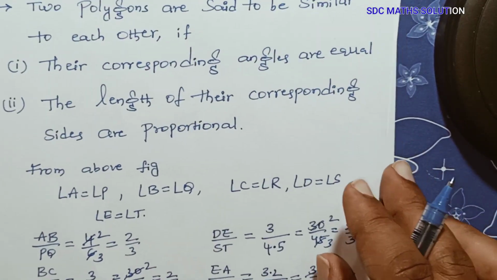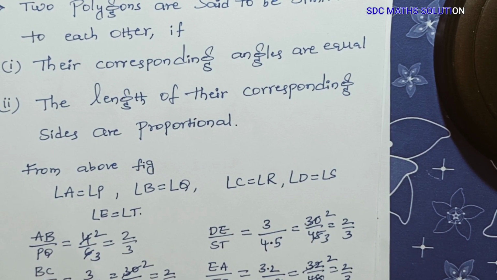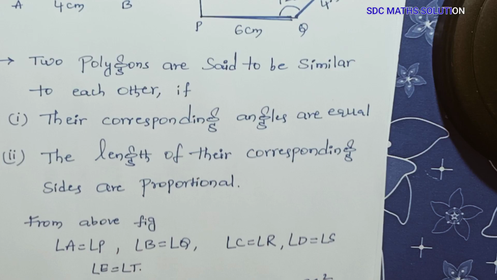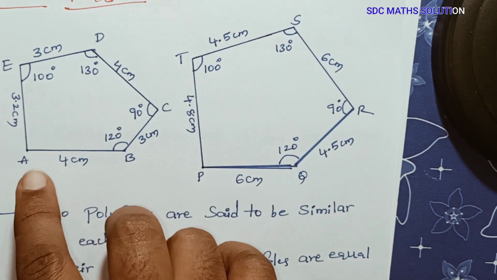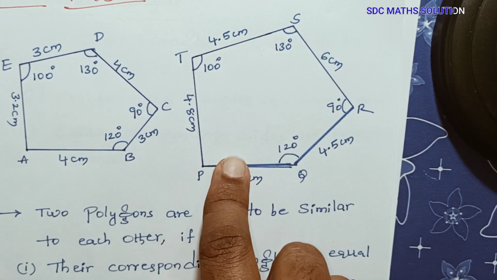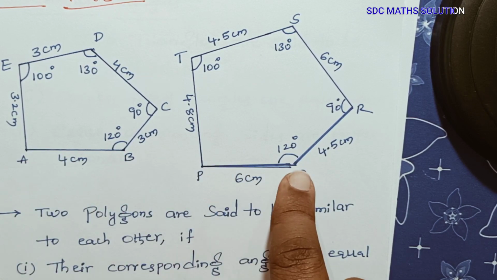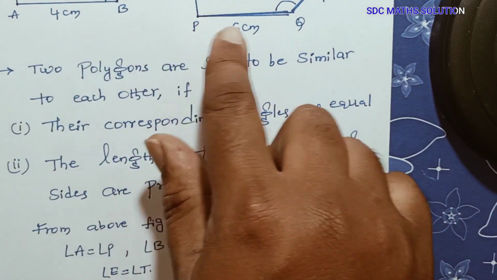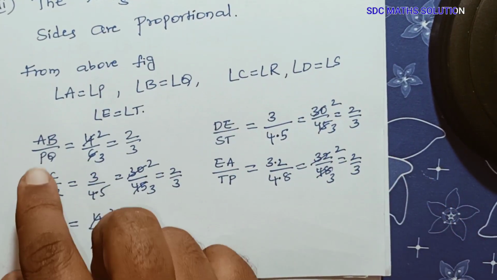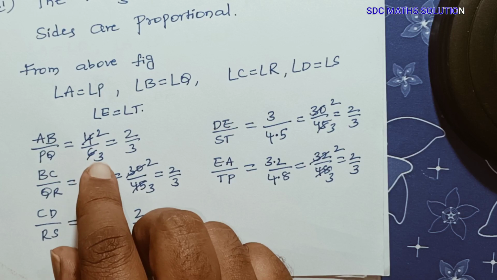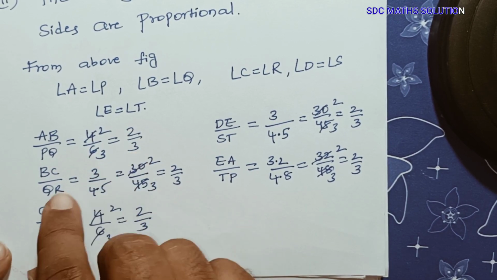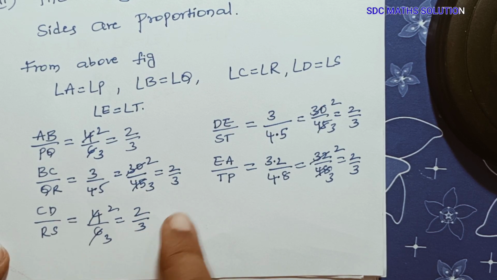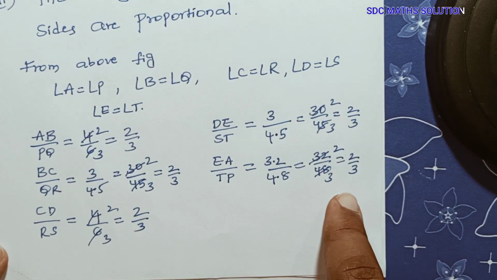What is the conclusion now? When two polygons are similar to each other, in both polygons all the corresponding angles must be equal and the corresponding sides are in proportion. Corresponding sides are in proportion in the sense that the ratio of the corresponding sides is equal. Here AB by PQ is 4 by 6, that value is 2 by 3. BC by QR is also 2 by 3. Like that, the corresponding sides ratio is always 2 by 3 only.